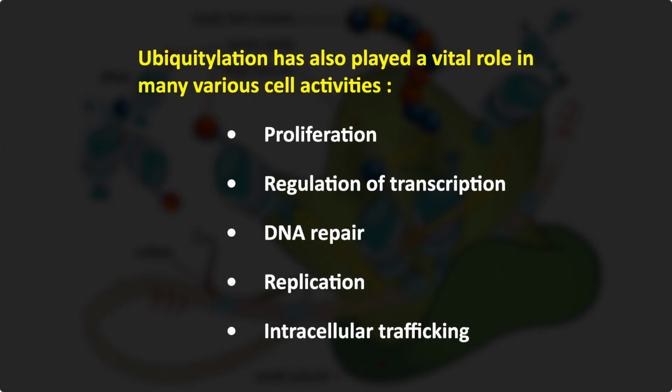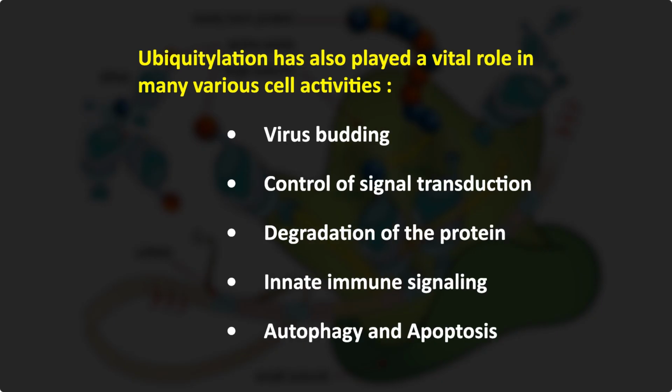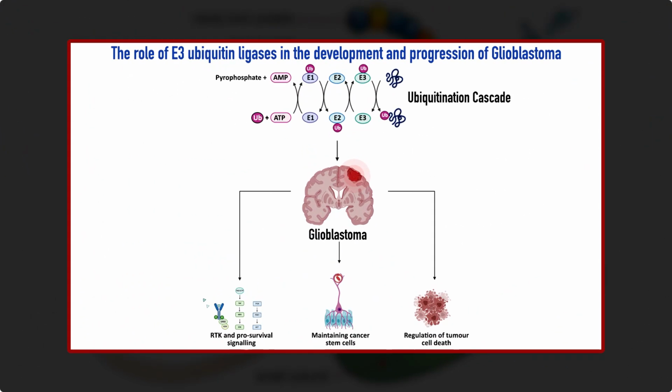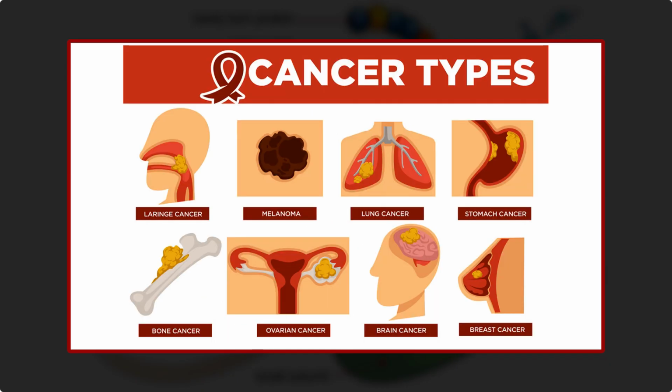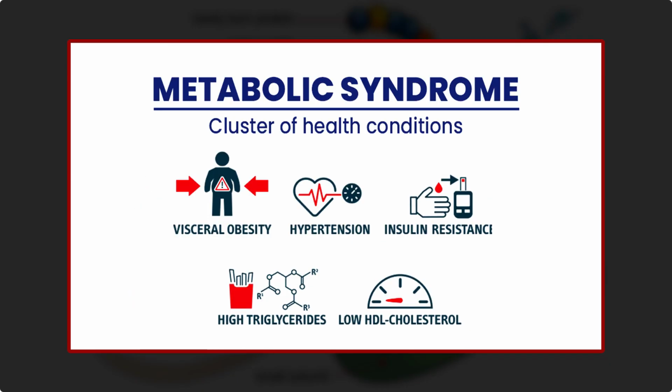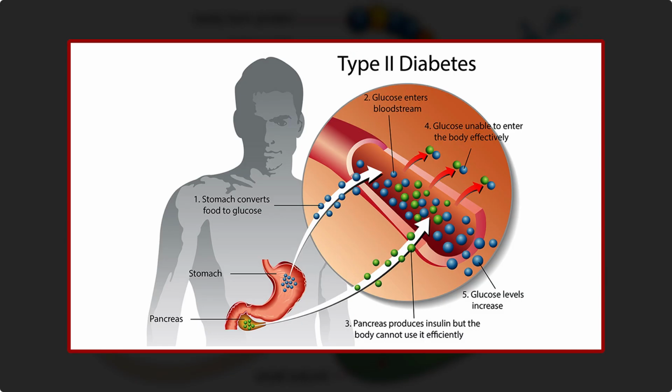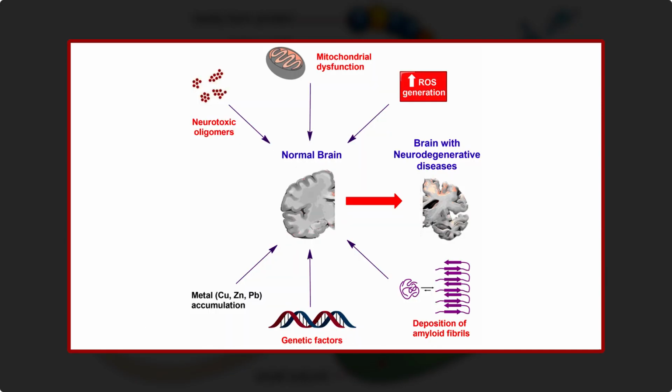Ubiquitination has also played a vital role in many various cell activities such as proliferation, regulation of transcription, DNA repair, replication, intracellular trafficking, and virus budding, the control of signal transduction, degradation of the protein, innate immune signaling, autophagy, and apoptosis. Dysfunction in the ubiquitin pathway can lead to diverse diseases such as different cancers, metabolic syndromes, inflammatory disorders, type 2 diabetes, and neurodegenerative diseases.